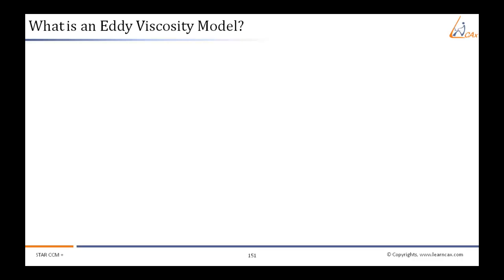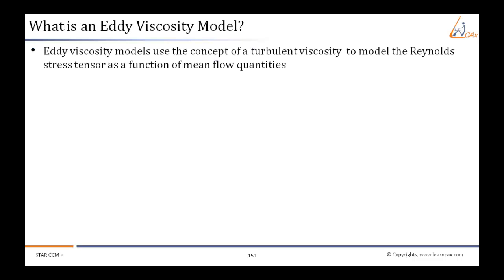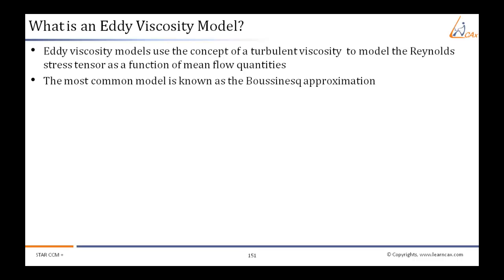Based on how the averaging takes place and how different treatments are applied to form turbulence equations, the overall turbulence modeling approach is divided in many types of turbulence models. Among these different types of models is the Eddy viscosity model. Eddy viscosity models use the concept of turbulent viscosity to model the Reynolds stress tensor as a function of mean flow quantities. The most common model is known as the Boussinesq approximation.